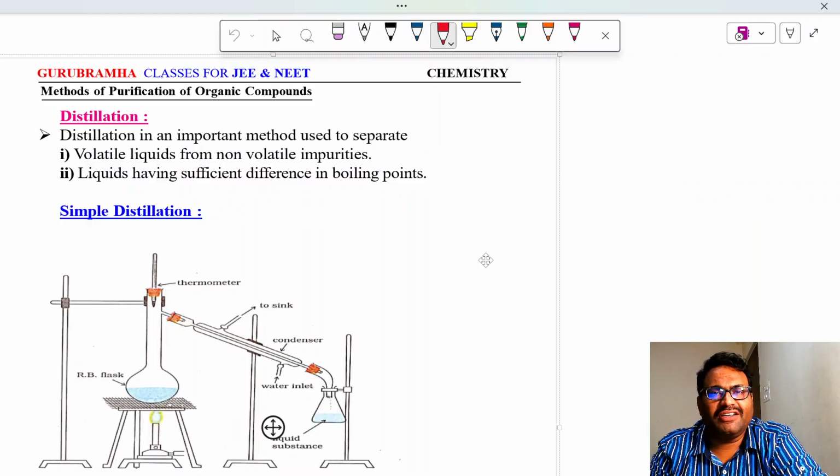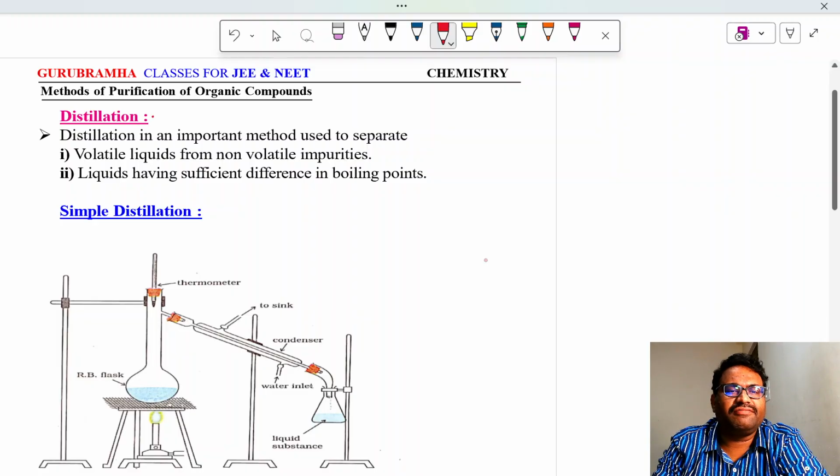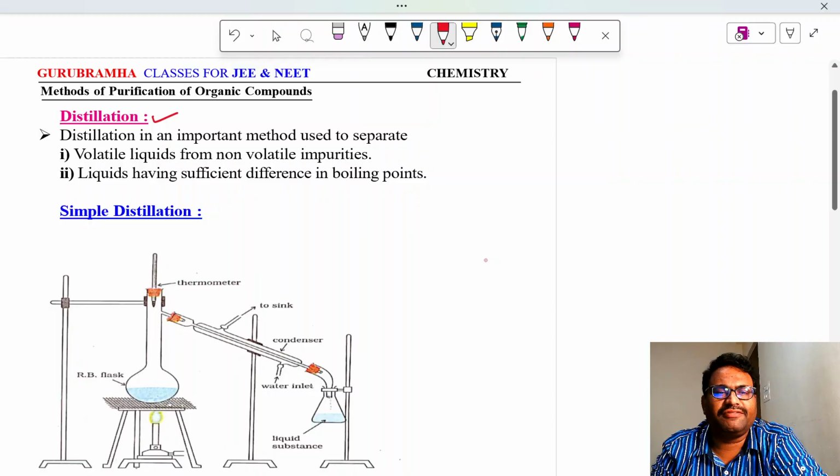We are in the chapter Purification and Characterization of Organic Compounds. Today, in this session, we are discussing one of the purification methods of organic compounds, and that purification method is distillation. What is that? Distillation. So let's start the session.